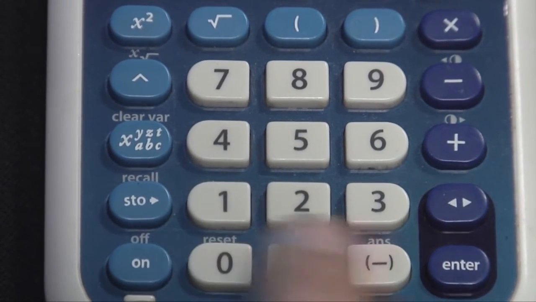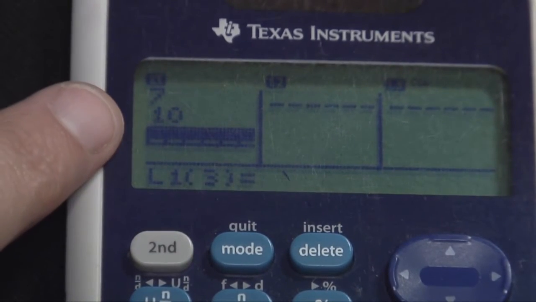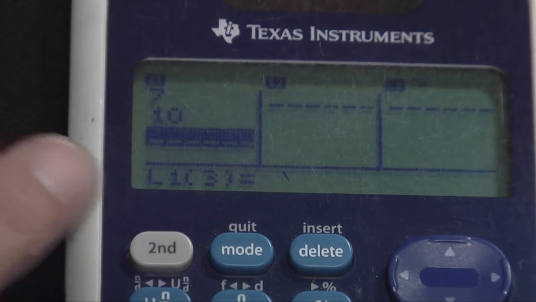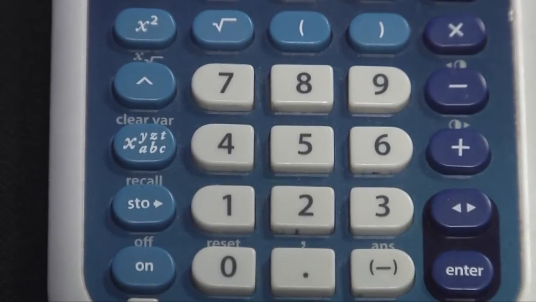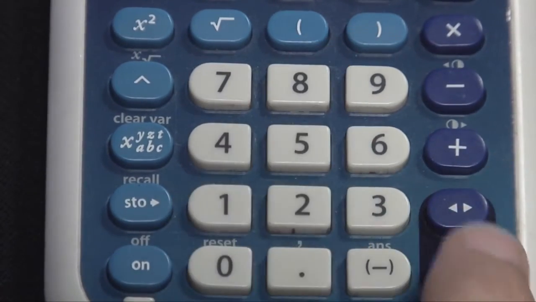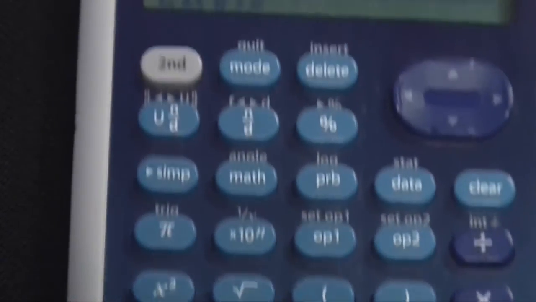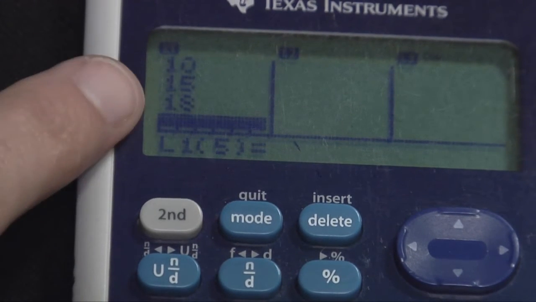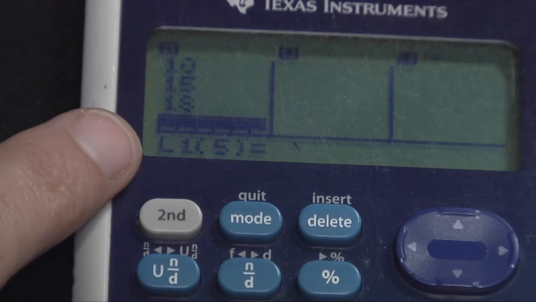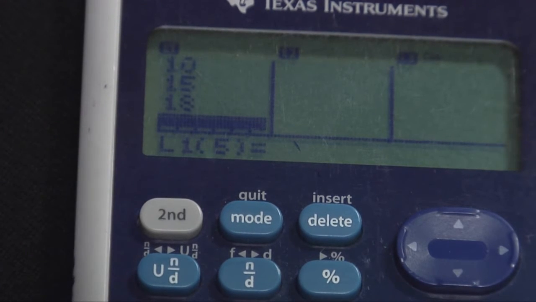I'm going to hit 10. We just learned I have to hit enter, and I should see 10 up in my list. The L1 has a 3 in parentheses, meaning it's waiting for the third number. So let's use 15 and 18 as our next two numbers. You can see the 15 and the 18. The 7 scrolled off to the top, we can't see it, but because L1 has a 5, it means it's waiting for a 5th number, and since I don't have 5 numbers, I know everything I needed is stored.